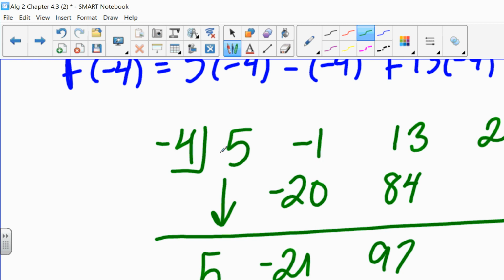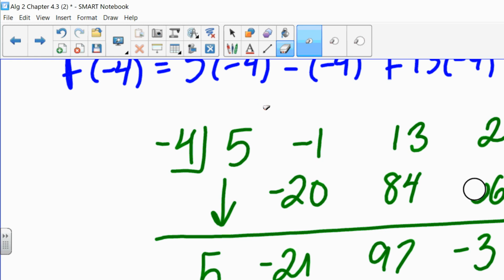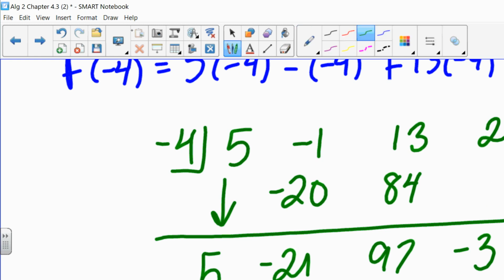Now we can do 97 times -4. Well, we'll get a negative number. 4 times 7 is 28. Carry the 2. And then lastly we would add straight down. Or sorry, yes, that'd make more sense. I think I forgot to add the 2, -388. And this would give us -359, and that there would be our remainder, yes?